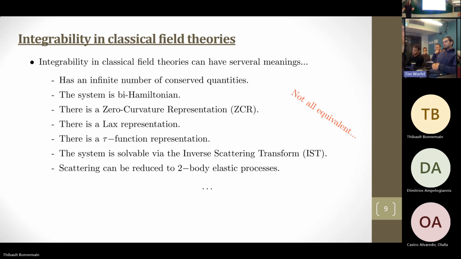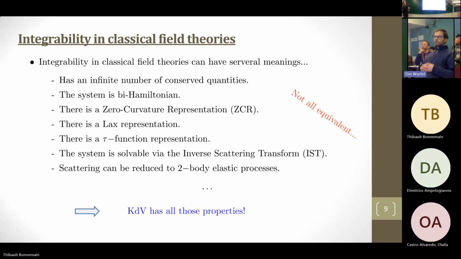You have systems, for example, that have a zero-curvature representation but don't have a Lax representation. That's the case of sine-Gordon, for example. Or you have systems that have an infinite number of conserved quantities and are solvable via the inverse scattering transform, but for which the scattering is not two-body reducible and for which there's no tau function representation. That's the three-wave equation, which is still considered integrable anyway. So there's a lot of leeway here, and depending on who you're asking, what they call integrable and the methods they use might vary significantly. But what's nice with KdV is that it has all those properties.